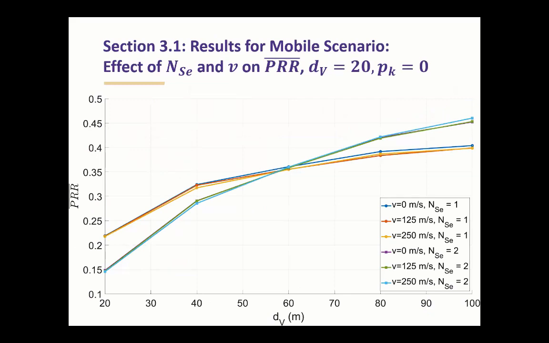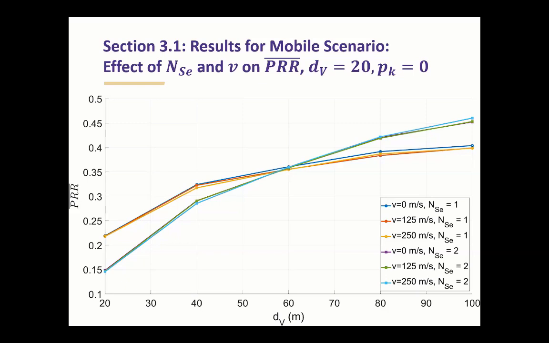Here, we're showing the effects of the number of blind retransmissions, NSE, and speed V on the packet reception ratio. First, commenting on V, you can see that V is not a major factor as a function of UE density. Speed does change the PRR primarily through differences in the error model at various speeds, but not enough to change trends.